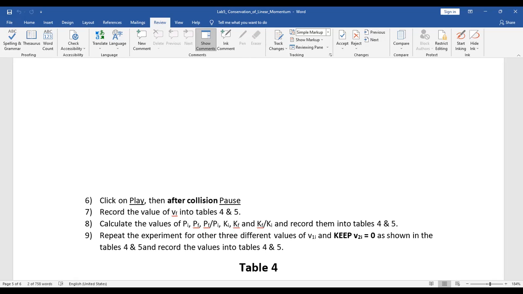3 times 1.25 squared. Then if I use a calculator to calculate this, it is 3.375 joule.